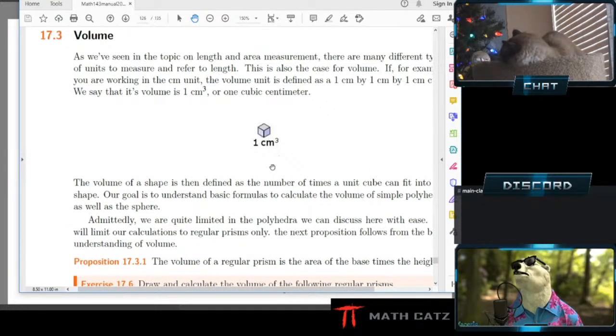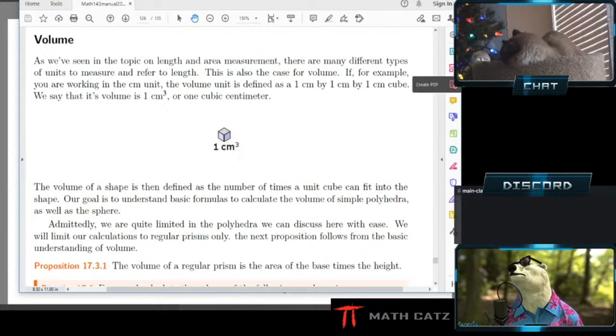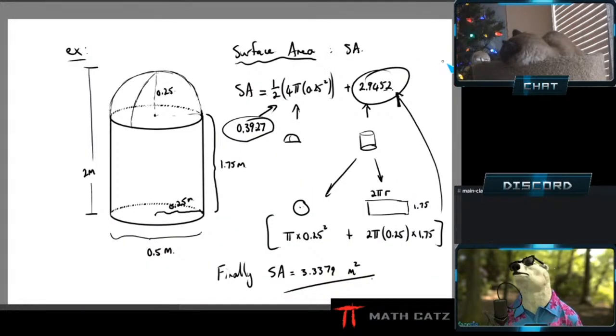Now, to make this simple, because volume can be very complicated, if I let the shapes just get a little bit fancy, we'll mainly stick with a regular, or a prism. It doesn't have to be regular.